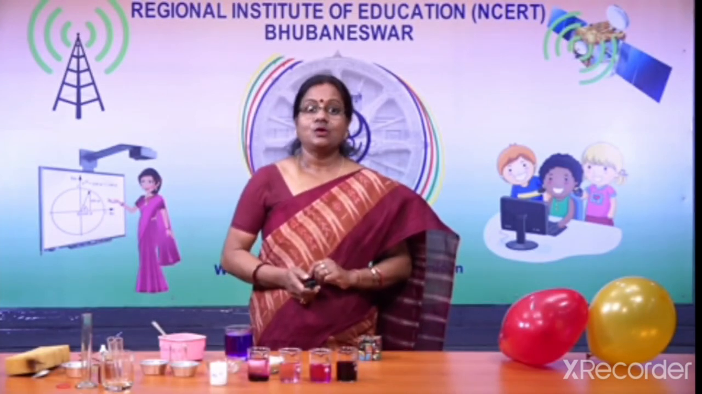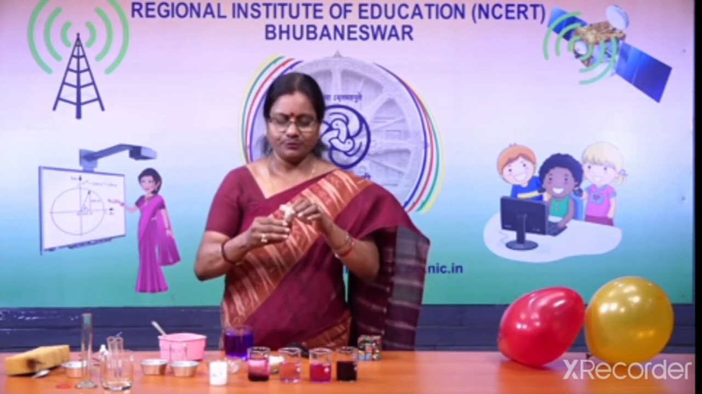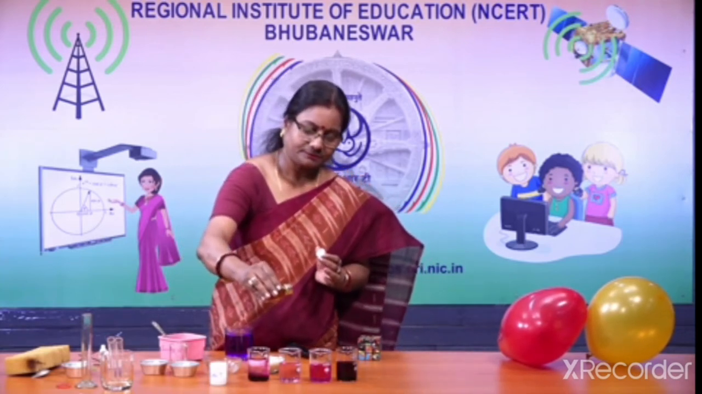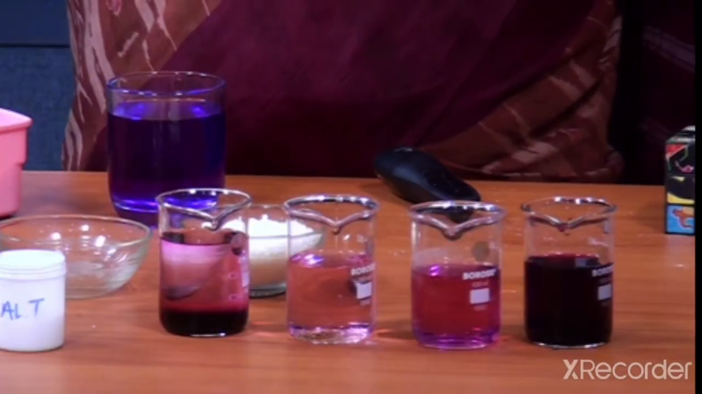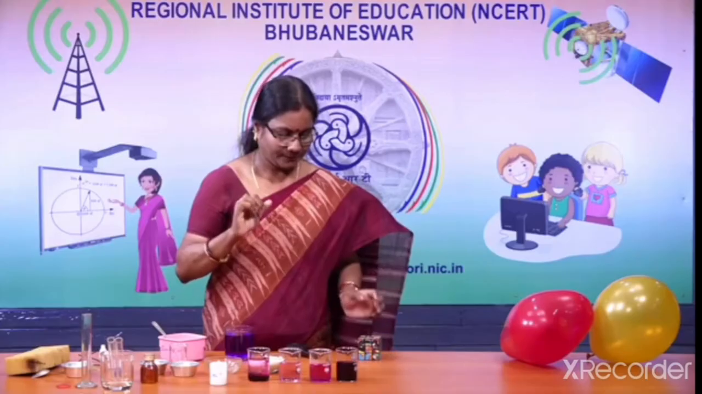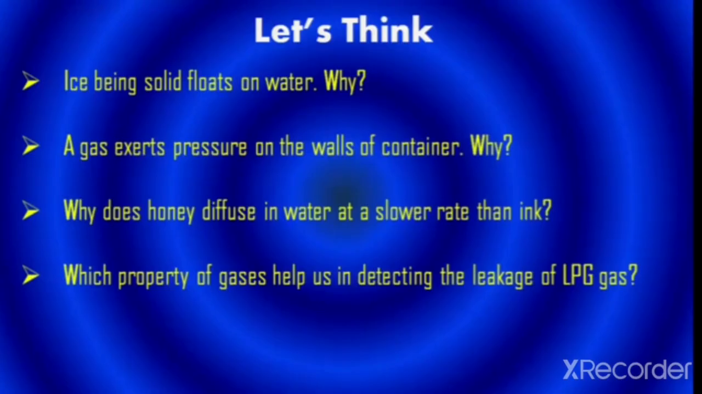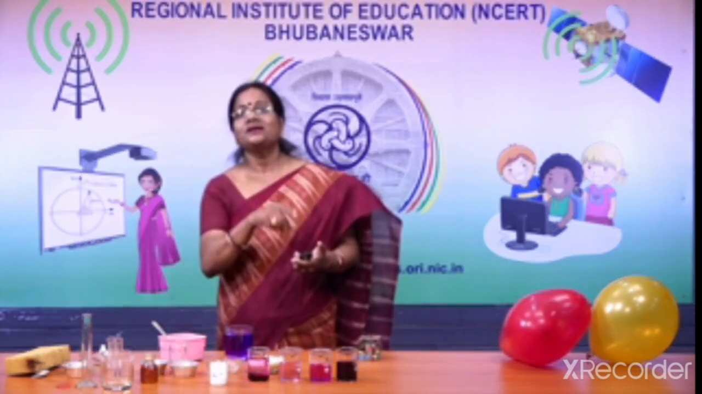Why does honey diffuse in water at a slower rate than ink? If I put a drop of honey in water, it diffuses. See, the diffusion is slow as compared to the ink. It doesn't diffuse so fast. We have to stir it. Okay. Which property of gases helps us to detect the leakage of LPG gas? How do you know that LPG gas is leaking? Yes, when it's leaking, what happens? You can smell it because it diffuses with the air.